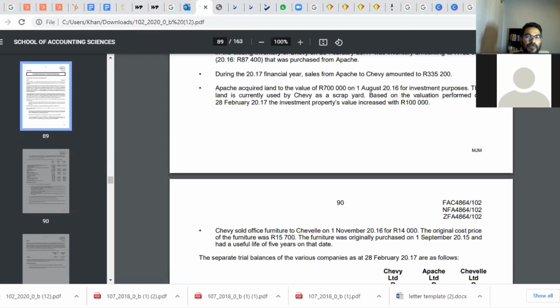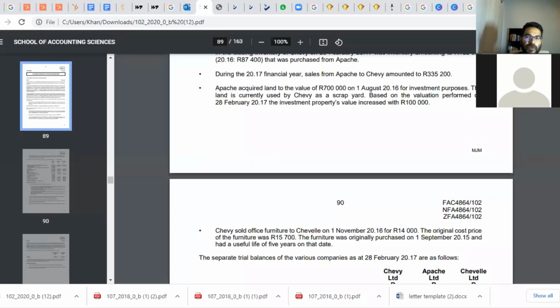The problem comes in when we do group financial statements. So APAC has land as investment property. This land is being used by a separate legal entity, Chevy. So from Chevy's point of view, because Chevy is using it as a scrap yard, it will be PPE. Okay, but ignore that for now. So from a group perspective, that land can't be investment property. From a group perspective, that land can't be investment property.